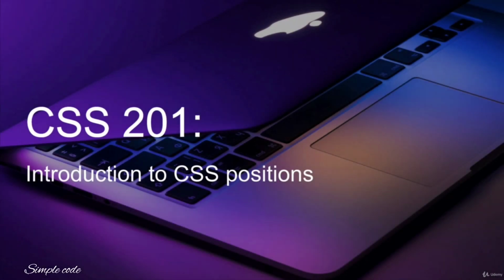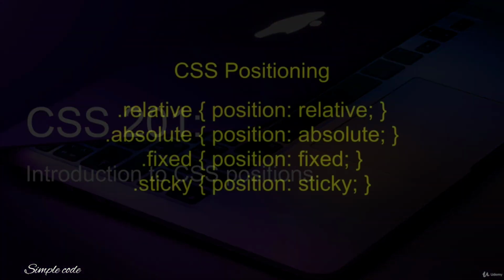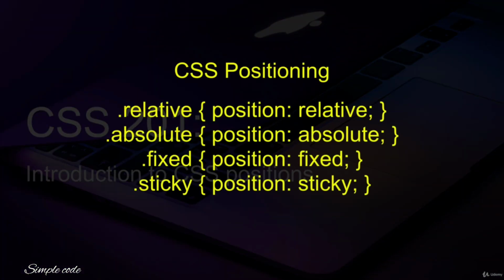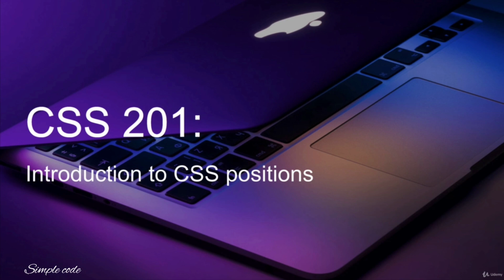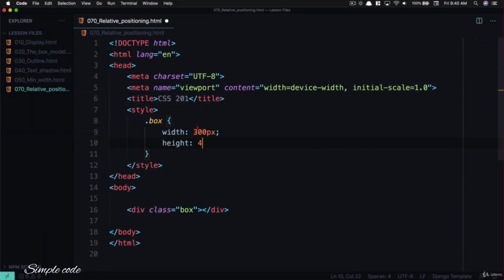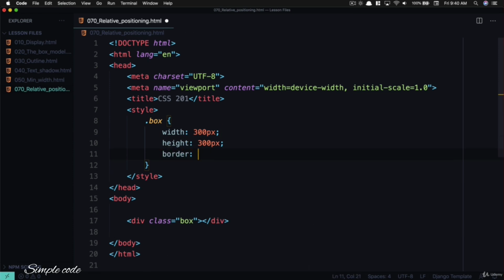Positioning is how we move elements around a page. There are a few ways to do this. We can do absolute positions, we can write a relative position, a fixed position, or a sticky position. There's also another one called static, which everything is by default. But the idea is that if you want to make a pixel perfect website, something that really matches the design, sometimes you're going to have to move elements around.